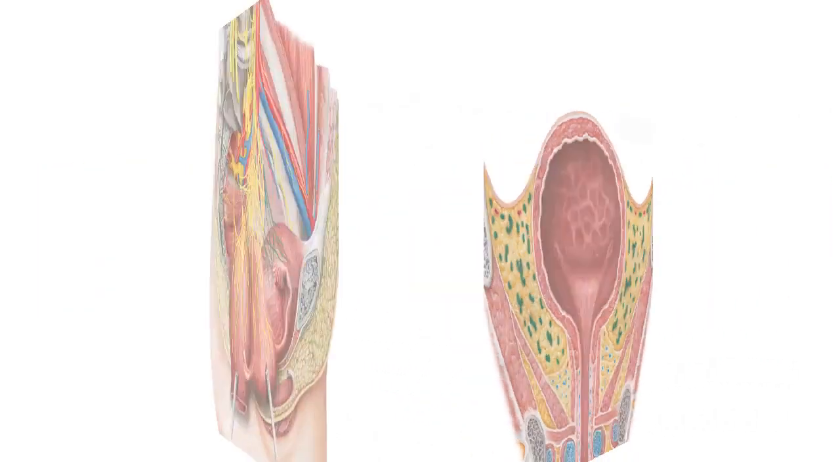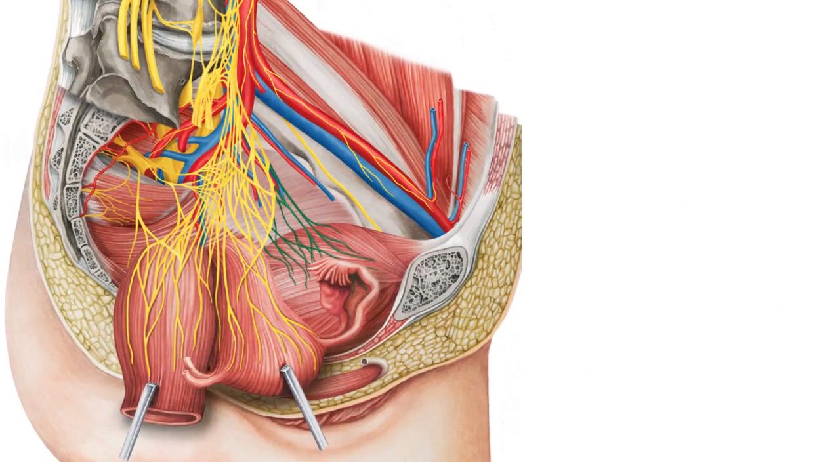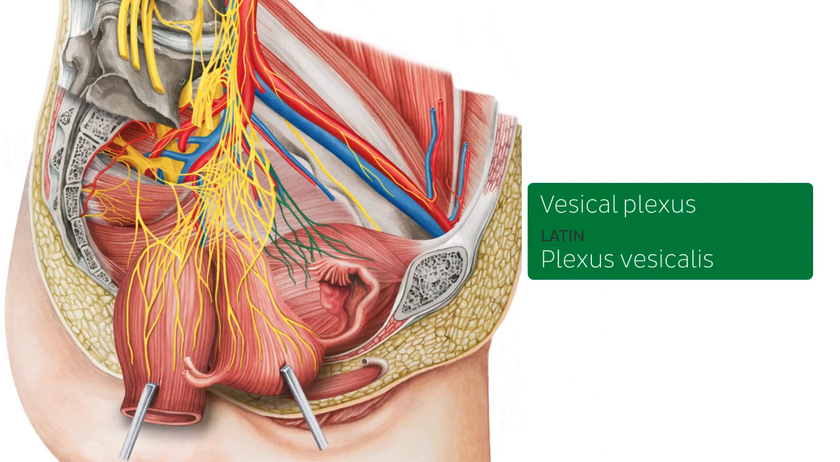Moving on to the nerves that you see here from this lateral view of the female pelvis, we're now highlighting the vesical plexus, which arises from the superior hypogastric plexus and contains parasympathetic fibers. This nerve plexus is located on both sides of the urinary bladder and regulates the emptying mechanism of the bladder.